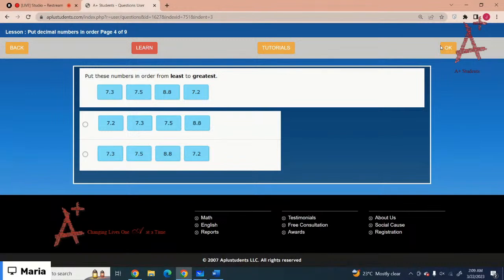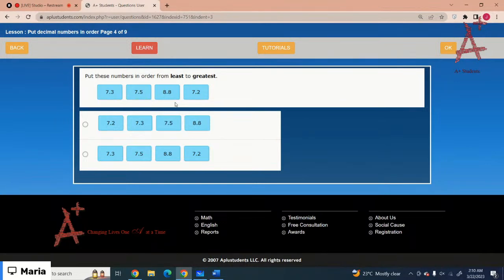Okay, then let's just move on to the next. Put these numbers in order from least to greatest. So which is the greatest one? 7.3, 7.5, 8.8, and 7.2. 8.8 is the greatest one. Here is 8.8 in the last.